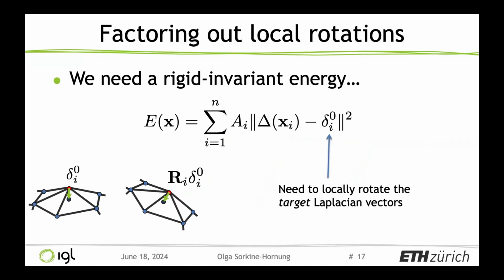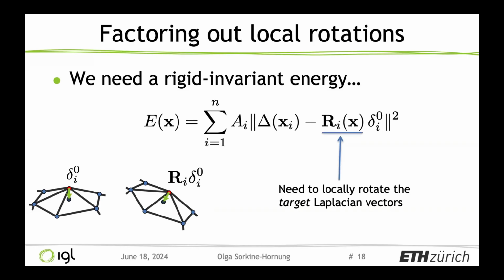And so the key question that people were struggling with at the time was how to produce these local rotations. Essentially, we need to somehow rotate these little Laplace vectors and produce these R_i, the local rotation matrices. But we don't really know how, because it's a chicken-and-egg problem, right? We don't know the deformed surface. So how do we know what the local rotations are supposed to be? But somehow we need to figure them out.